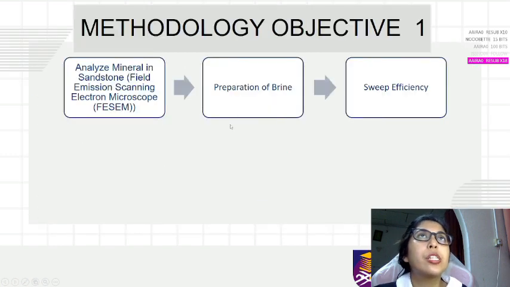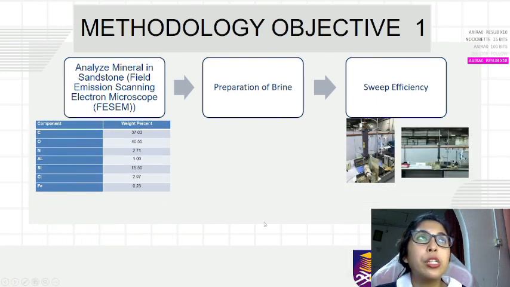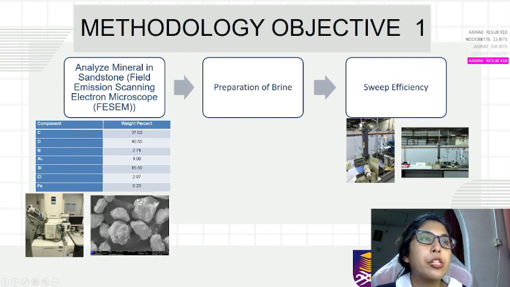So this is the methodology of objective 1. First, we analyze the minerals in sandstone. We see that its components are carbon, oxygen, nitrogen, aluminium, silicon, chlorine, and ferrum. Then by using the PSAM, this is the characterization of the rocks.